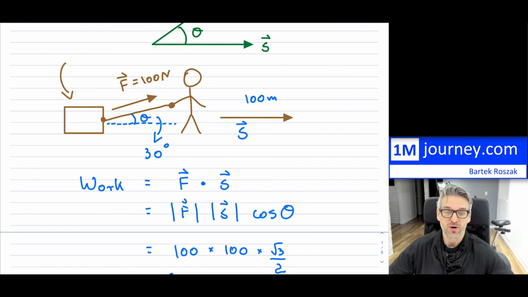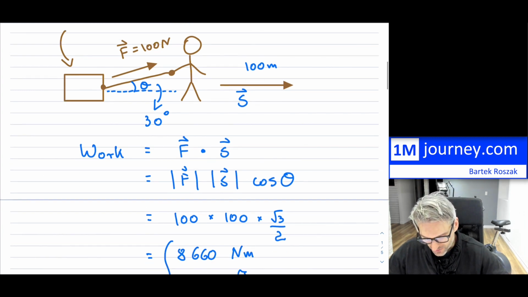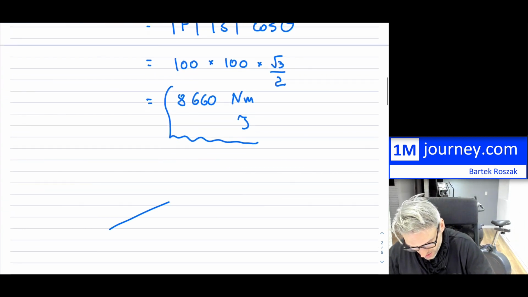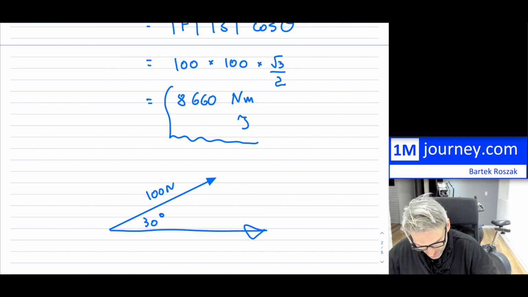And it is a dot product within those cases. Now, very often what we do is, if I drew this out, so if I have a force like this, and I know this is, let's say, 100 newtons, I know that this is 30 degrees, right? And this is my movement right there.